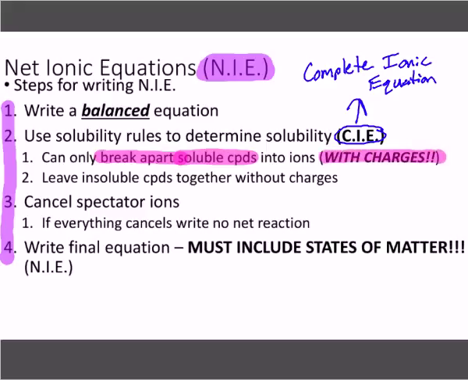Net ionic equations. They've got to have charges. We're going to leave the insoluble compounds together. How do I know if something is insoluble? Okay, well, I'm going to use my solubility rules, but let's say I've already done that. I'm just looking at the equation. How do I know if something's insoluble?